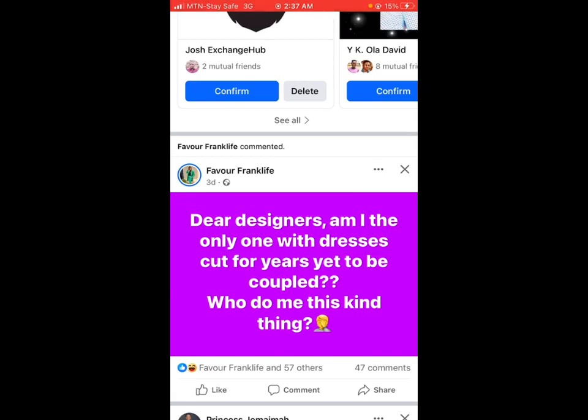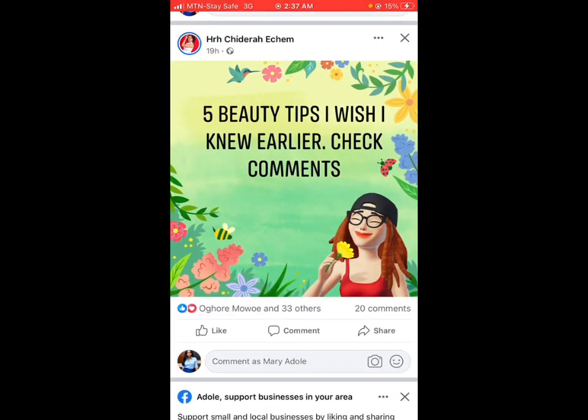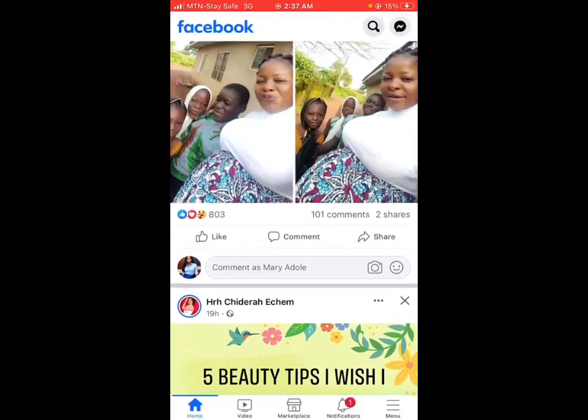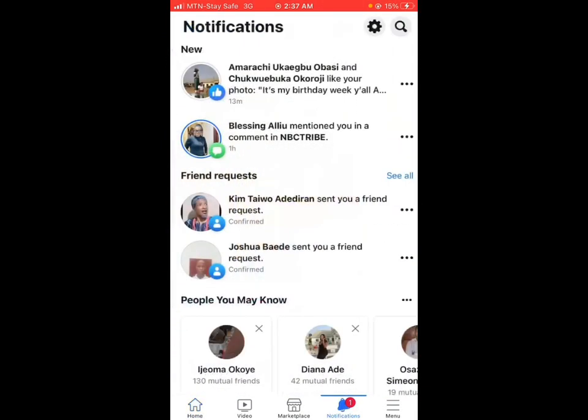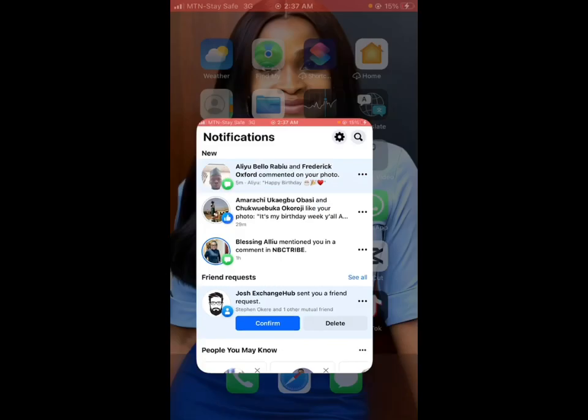Then you can also get those visuals on WhatsApp statuses as well. So you're browsing through people's WhatsApp statuses and you come across anything of interest, you can just also use it as well.